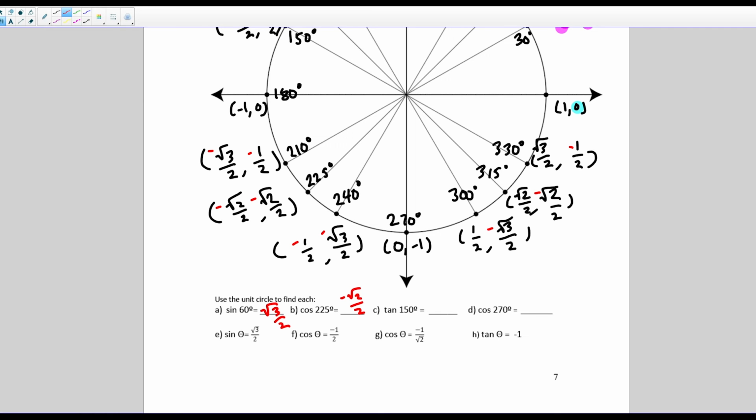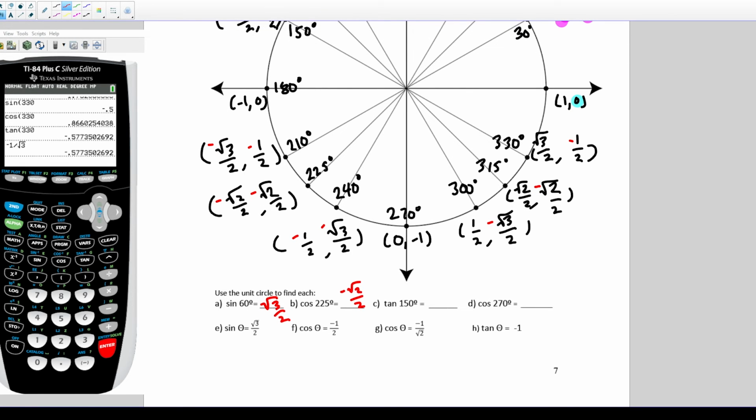And once again, if we go into our calculator, let's go ahead and bring that up on the screen here. So on our calculator, if I type in cos of 225, we'll end up with negative 0.707. And if I put in negative square root 2 over 2, you'll notice that we end up getting the exact same thing.